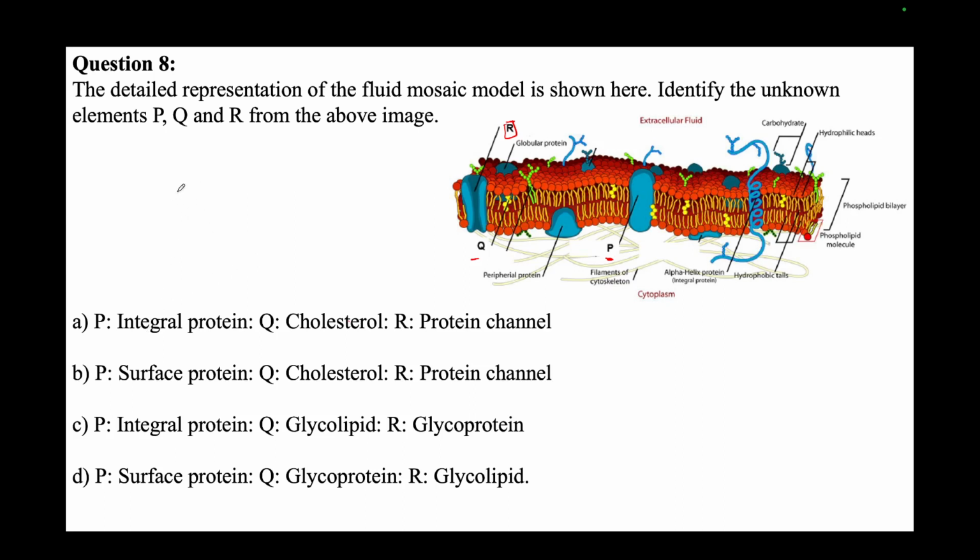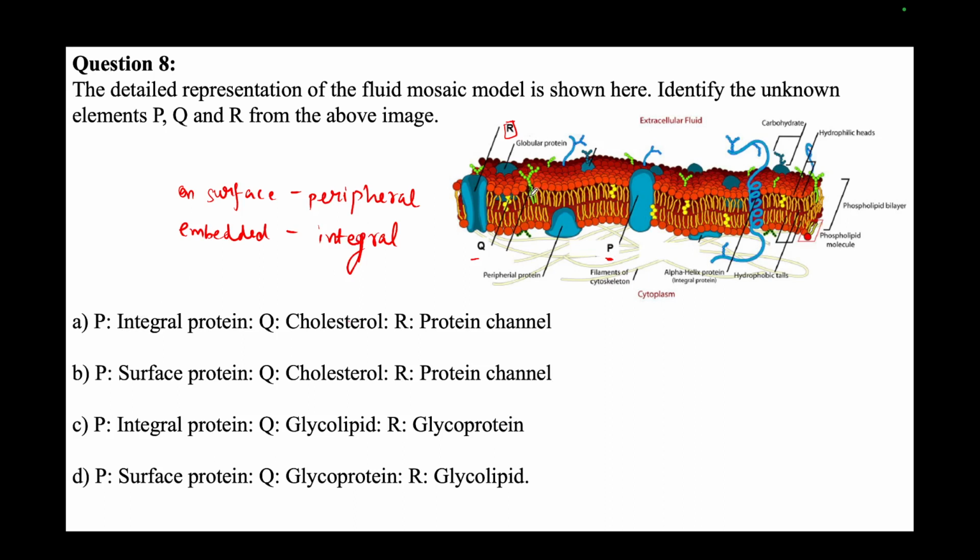If it is on the surface, it is called peripheral proteins. If it is embedded into the membrane, it is called integral protein, right? So, P is integral protein. Now, what is Q and what is R?